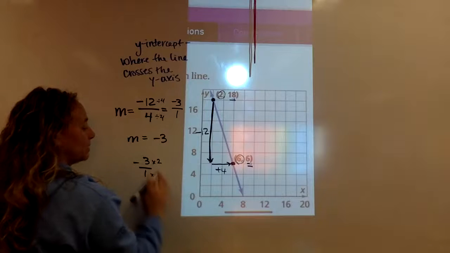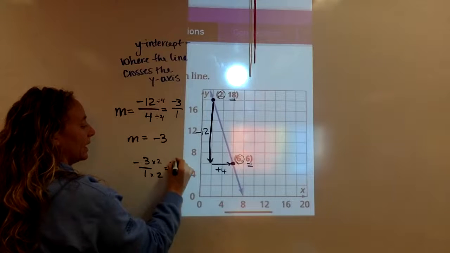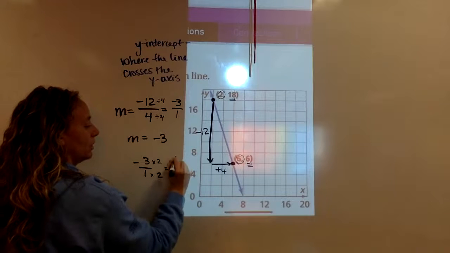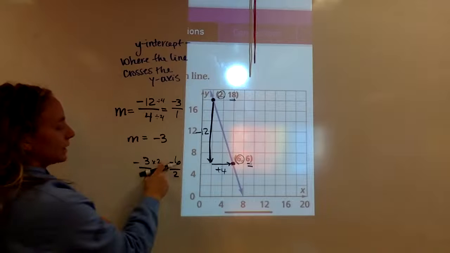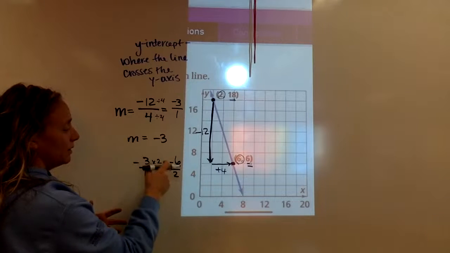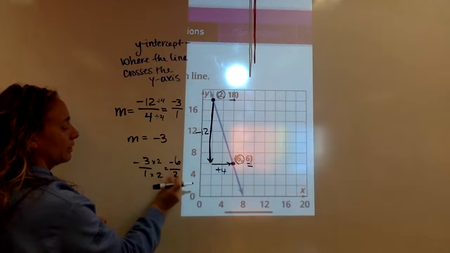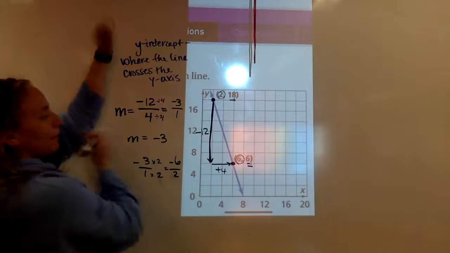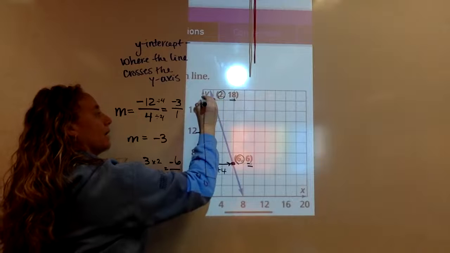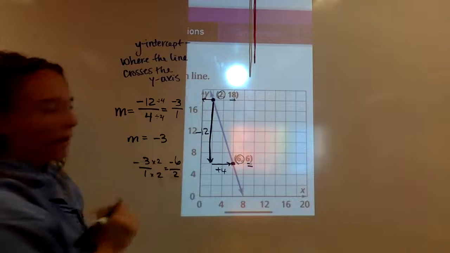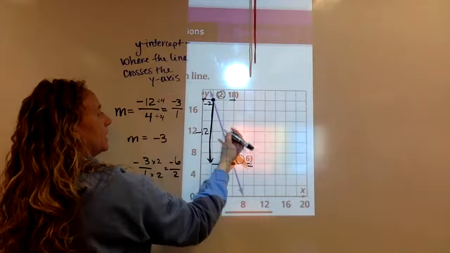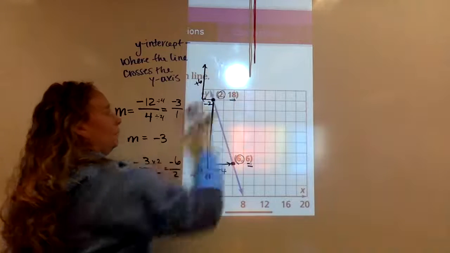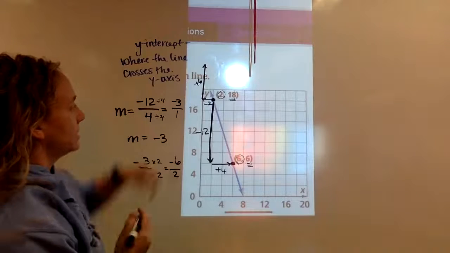I'm going to multiply it by 2 on the top and the bottom, and I get negative 6 over 2, whoops, over 2, negative 6 over 2. And technically this negative could be attached to the bottom number or the top number. It just means that this slope is negative. So I'm going to use this and move my run backwards 2 units. That means my rise would go up 6 units.